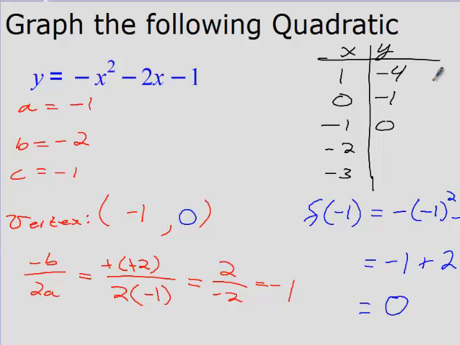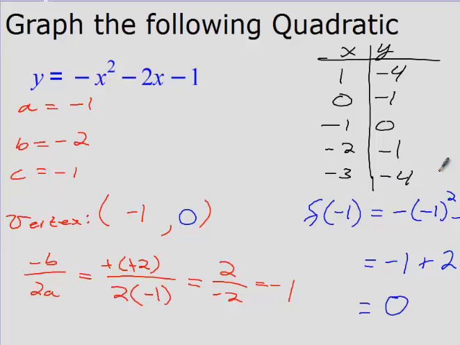All right, plug in negative 2. Negative 4 plus 4 minus 1 is negative 1. Negative 3 squared is 9. Negative 2 times negative 3 is 6. Negative 9 plus 6 is negative 3. Take away 1 is negative 4.